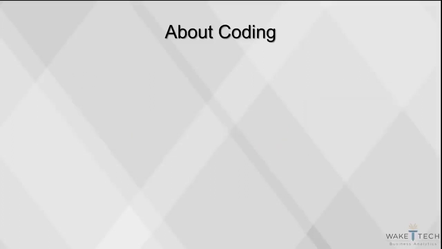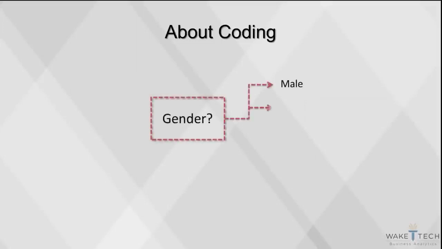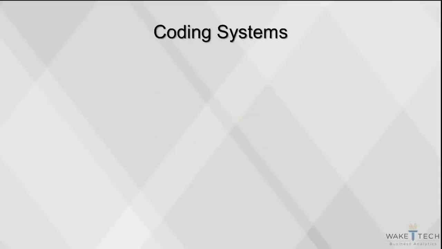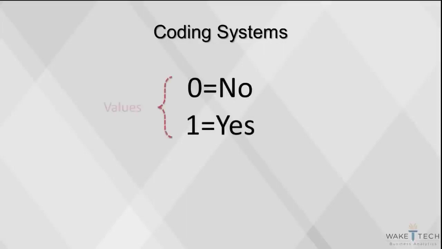Coding can make the data more consistent. For example, if you ask the question, "what gender?" you might end up with the answers male, female, M, F, etc. Coding will avoid such inconsistencies. A common coding system for binary variables is the following: 0 equals no, and 1 equals yes, where the number is the value assigned, and the yes or no is the label of that value.